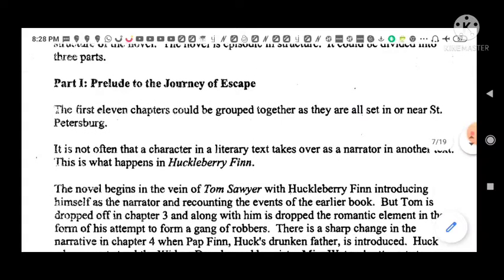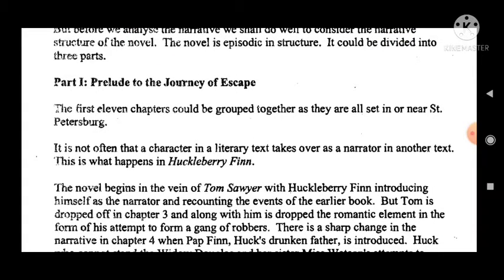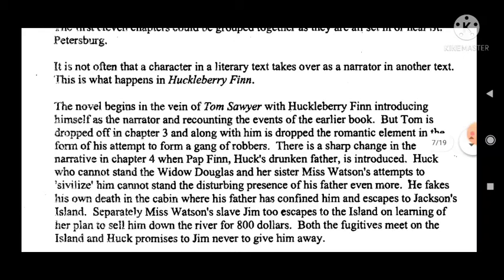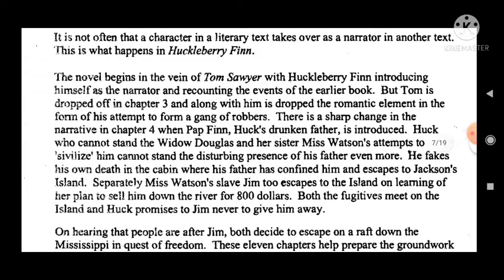Part 1 is the prelude to the journey of escape. The first 11 chapters could be grouped together as they are all set in or near St. Petersburg. It is not often that a character in a literary text takes over as a narrator in another text. This is what happens in Huckleberry Finn. The novel begins in the vein of Tom Sawyer, with Huckleberry Finn introducing himself as the narrator and recounting the events of the earlier book.